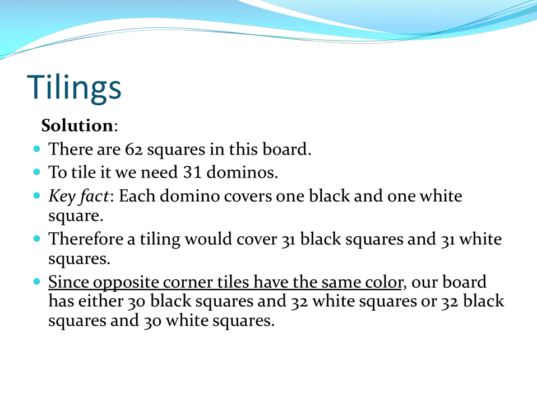But if we remove opposite corner tiles, they have the same color. So that means we either have 30 black squares and 32 white squares, or 32 black squares and 30 white squares. And so we have a contradiction, and we cannot tile a checkerboard with dominoes where we've removed opposite corner squares.